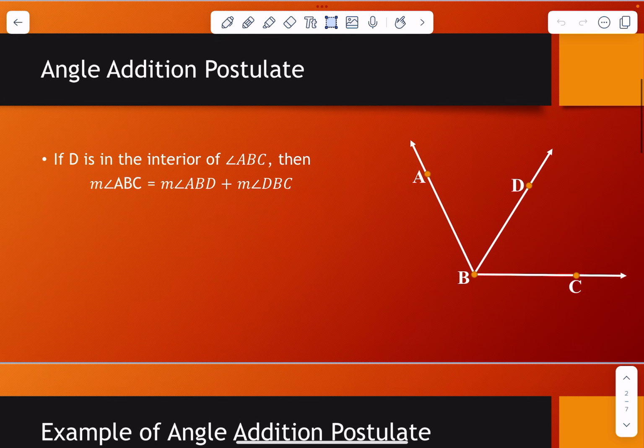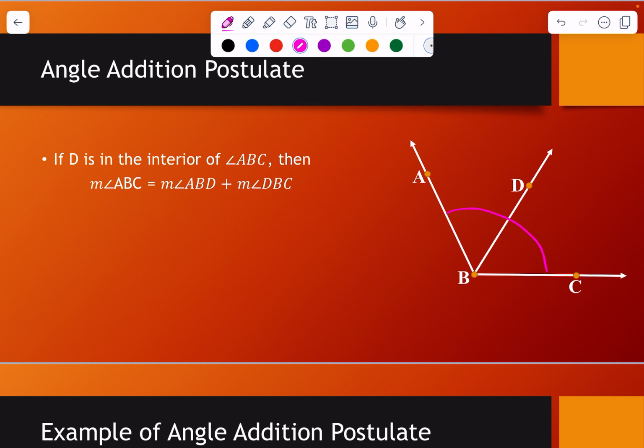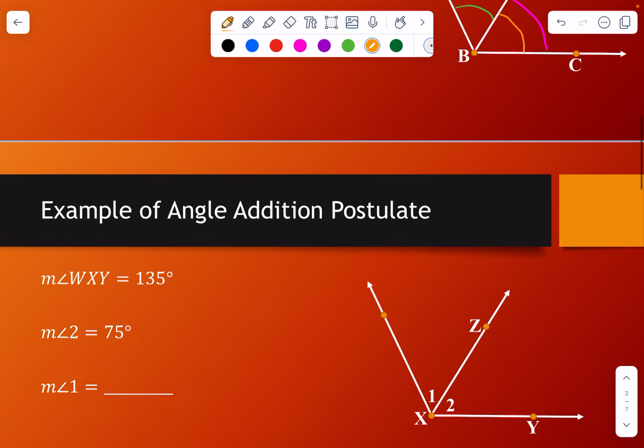So let's start with angle addition postulate. Angle addition postulate simply says if D is in the interior of angle ABC, then the measure of ABC, in other words, the big angle, is equal to the measure of ABD plus the measure of angle DBC. Okay? So in other words, if we take an angle and we cut it into two pieces, those two pieces added together would equal the original angle. That's basically angle addition. Very similar to segment addition, just dealing with angles.